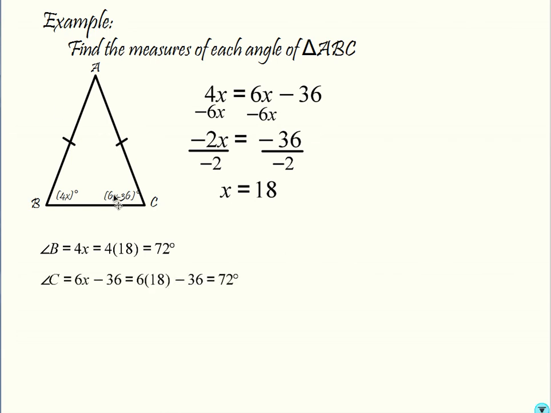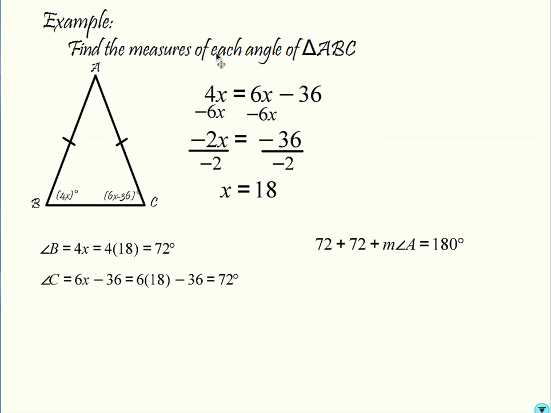If I substitute 18 into my 6x minus 36, 6 times 18 minus 36 gives me a measure of 72 degrees. And the two measures, of course, should be equal. Make sure you plug it into both, though, to verify that you've done your math correctly. And of course, the three angles in my triangle add to 180 degrees.